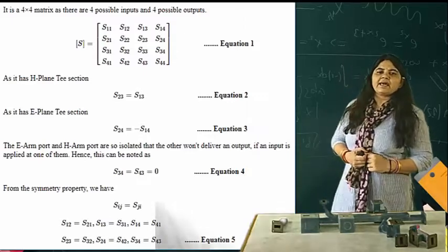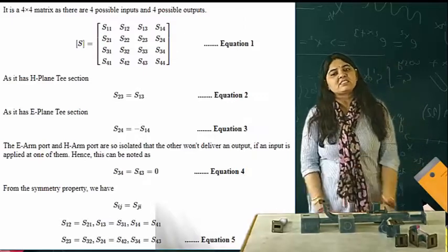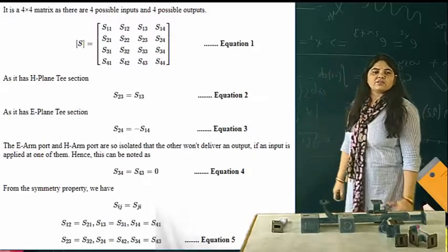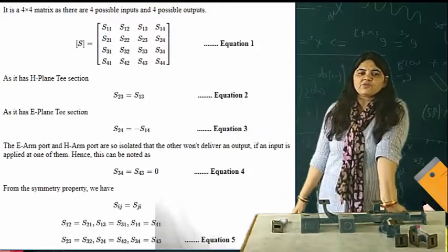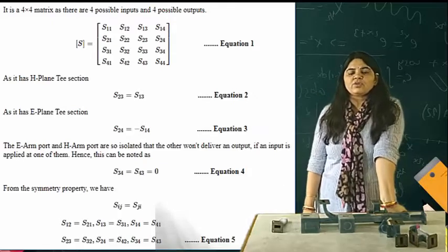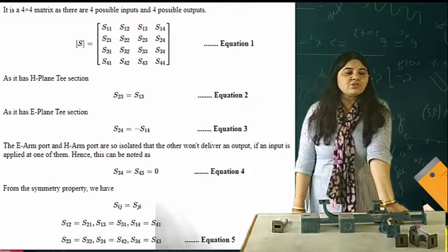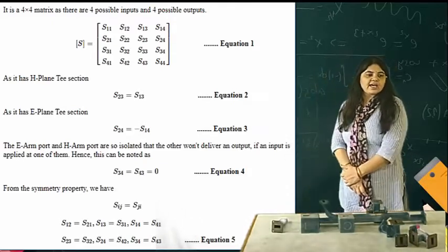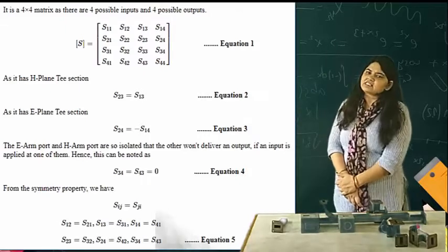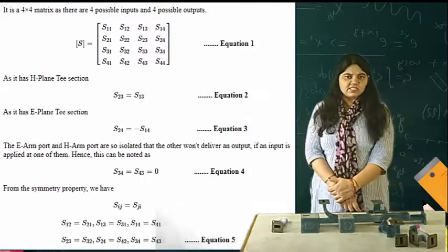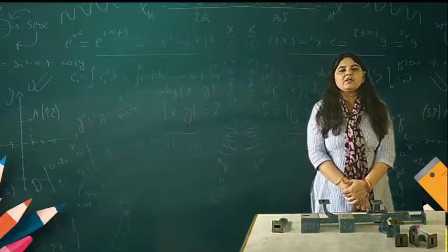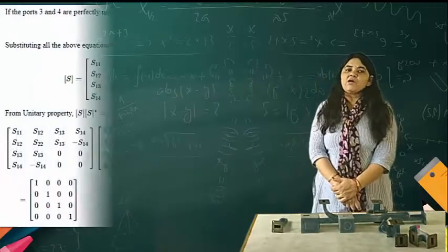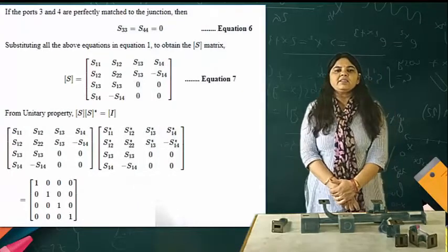You can say that S12 is equal to S21, S31 is equal to S13, S41 is equal to S14, S23 is equal to S32, S42 is equal to S24, and S34 is equal to S43. So this way we now have all the values for the parameters, and now we will put all the values in the matrix.